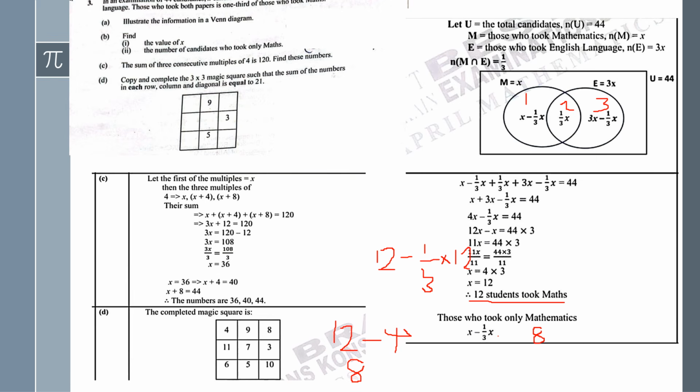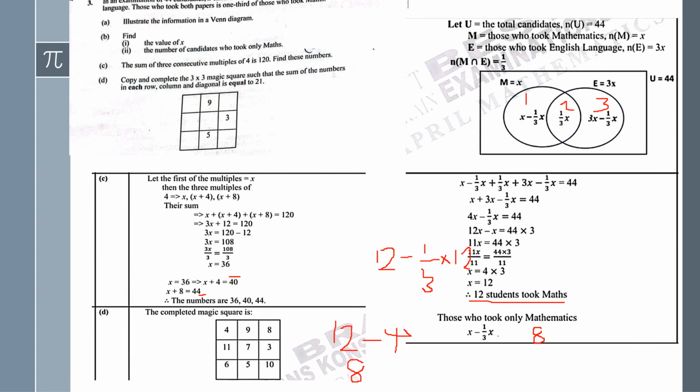Multiples of 4 are numbers that read 4, 8, 12, 16, and so on. We don't know the first multiple, so we choose a variable x to represent it. Since the multiples of 4 are derived by adding 4 to each term, the 3 multiples will be x, x plus 4 and x plus 8. When you sum all 3 of them, you should get 120, and then you find the value of x. So your first multiple will be 36, the second will be 40, and the third will be 44.